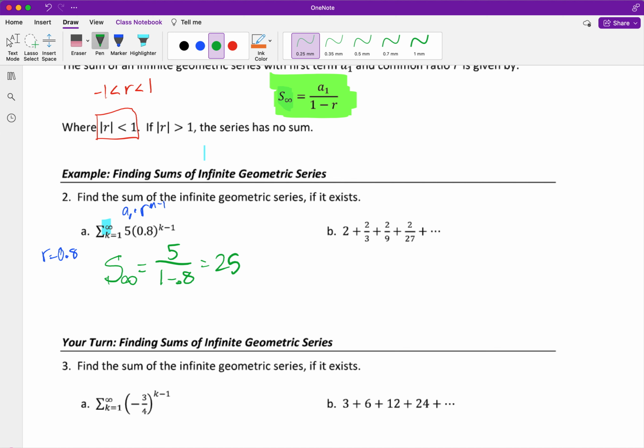All right. So here we have another way of writing an infinite sum. We have 2 plus 2/3 plus 2/9 plus 2/27 plus and so on. What we want to try to do is figure out what the r value is.